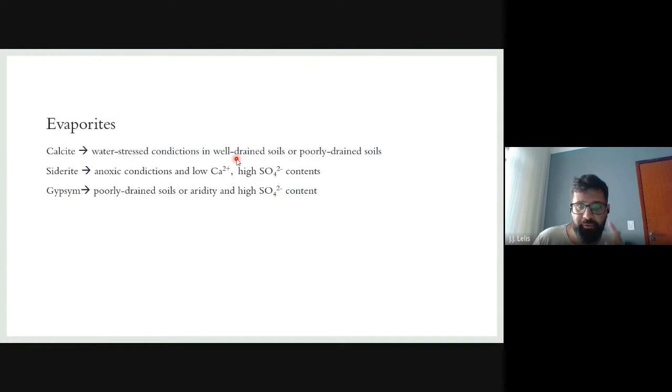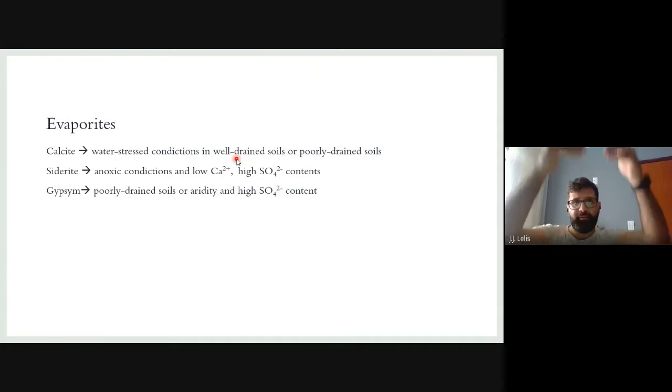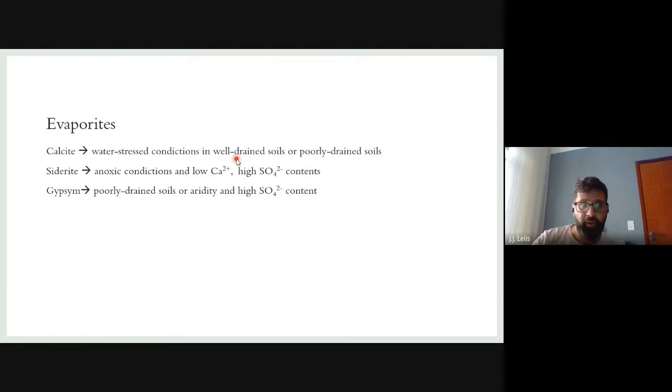And we have well-drained soils. As I said, we need soils with high porosity that favor the migration of calcium carbonate in the soil, from the surface to the subsurface or from the subsurface to the surface. And this migration of water also favors the migration of nutrients and of calcium, and could favor the precipitation of calcium carbonate or calcite.